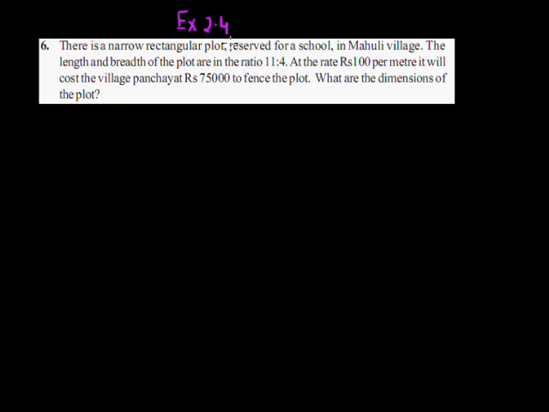Okay, the sixth question, linear equation in one variable. There is a narrow rectangular plot reserved for a school in Maholi village. The length and breadth are in the ratio of 11:4. Let us assume the length is equal to 11x. If the length is assumed as 11x, then the breadth will be equal to 4x, so that their ratio is 11/4.